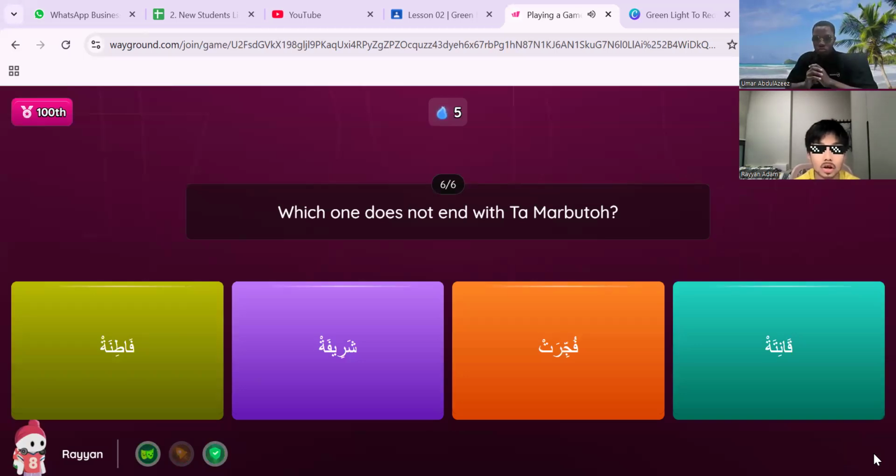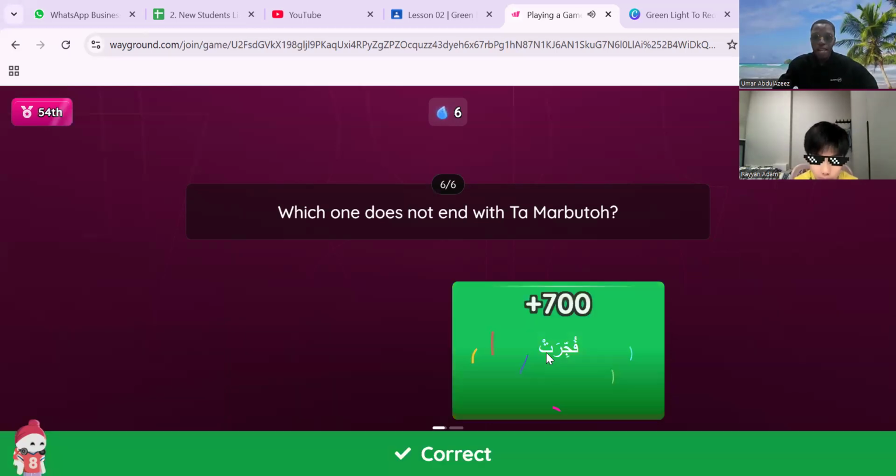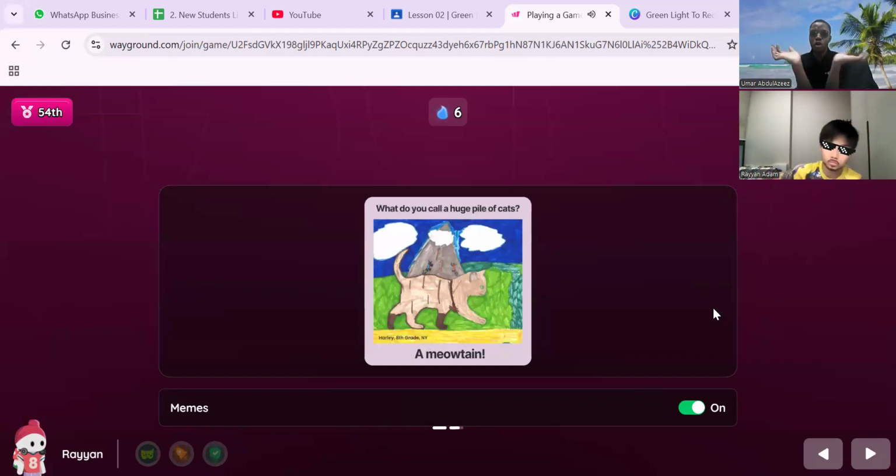Which one does not end with Ta Marbuta? Okay, the third. Third, right? This smiley ta is not a Ta Marbuta.